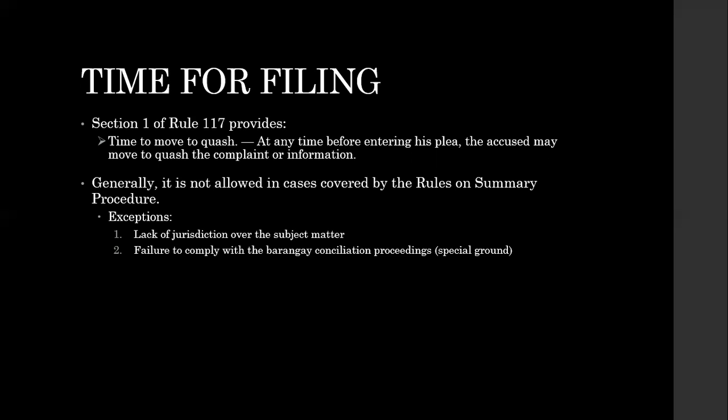And the second one is if the motion to quash is grounded upon failure to comply with the barangay conciliation proceedings. While this particular ground is not found under Rule 117, the rule says that this is a special ground under the rules on summary procedure. Because if you have filed a complaint or information without the requisite barangay conciliation proceeding, then the criminal case is premature, and therefore there is no cause of action for you to file that criminal complaint. So you can properly move for the quashal of the complaint or information on that basis.